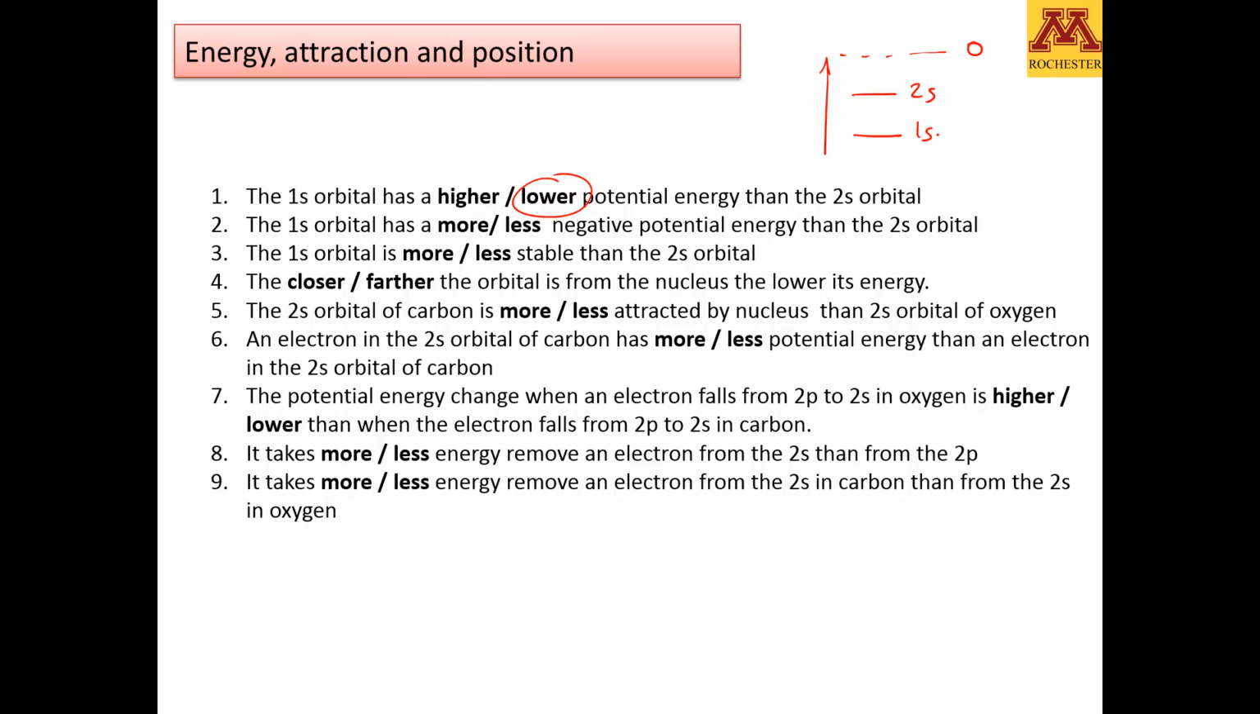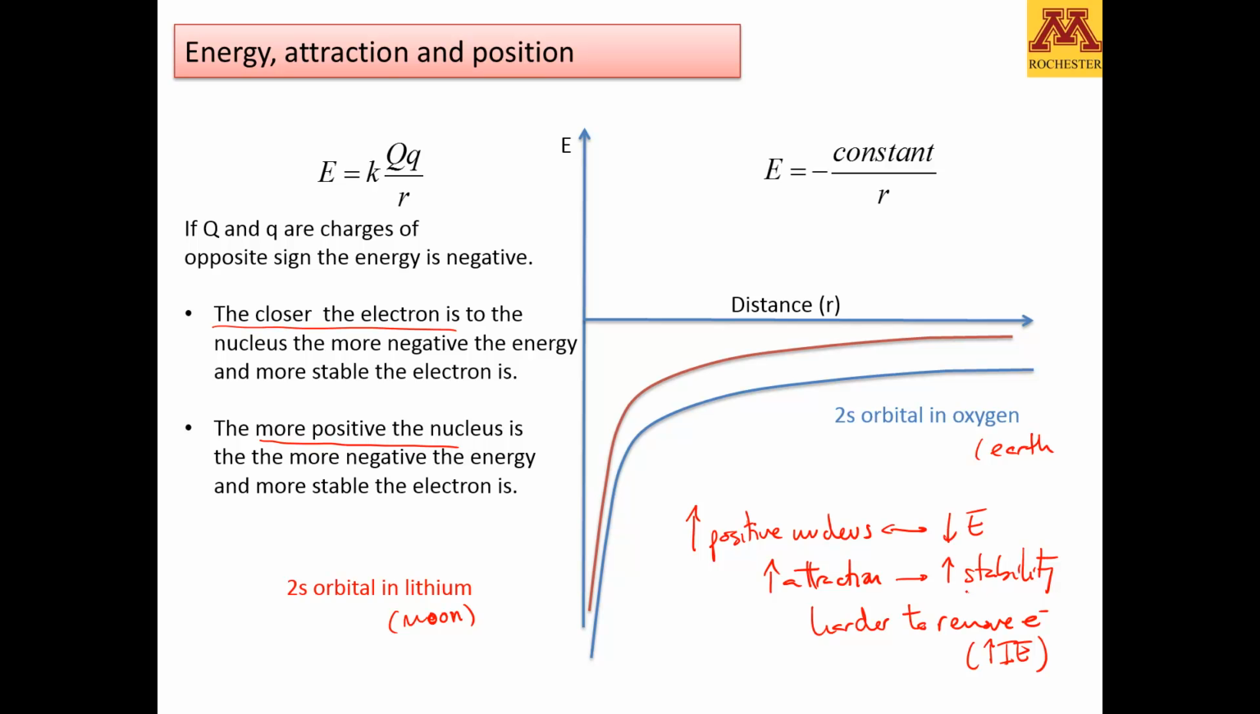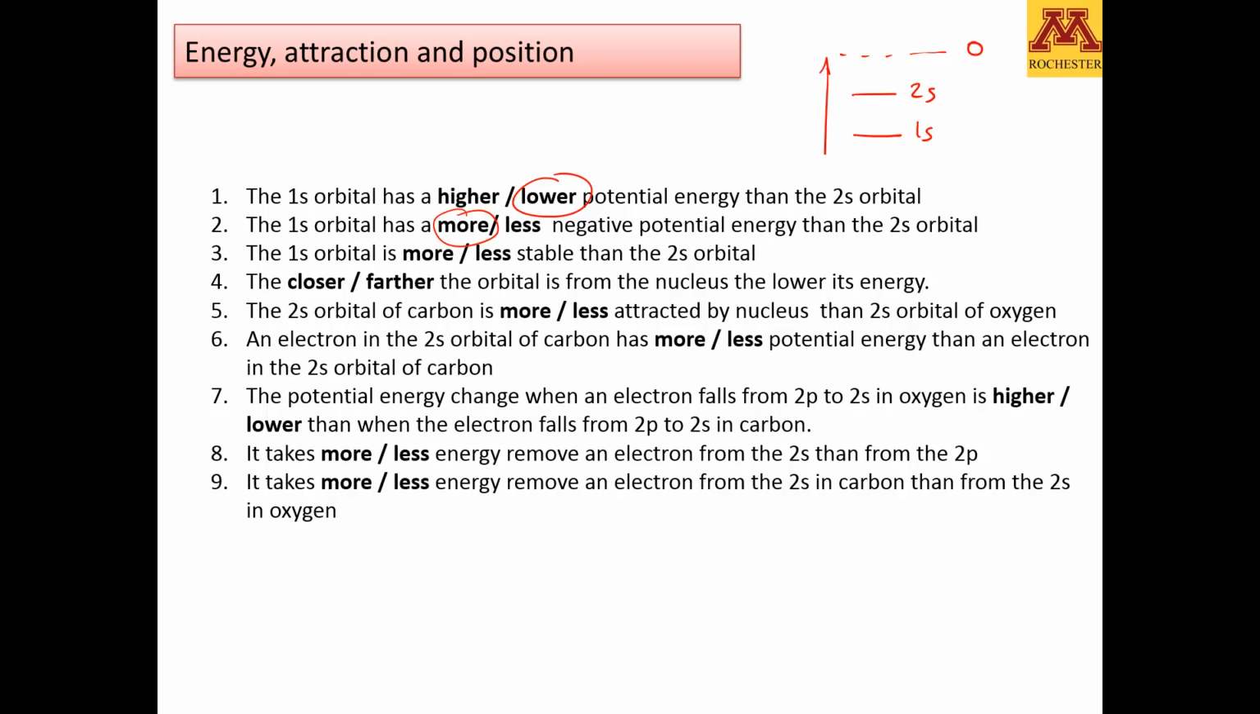Well, the 1s has a more negative potential. The third question: is the 1s orbital more or less stable? We just said here that stability is related to attraction, to a lower energy. In other words, the apple is more stable on the floor than on the tree. This is why when you let it go, it evolves to the floor.